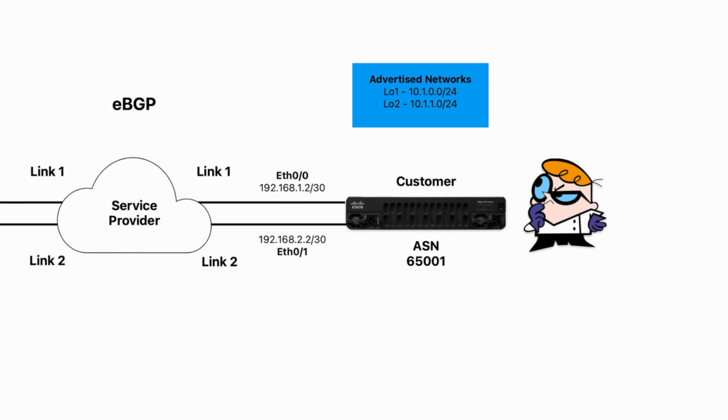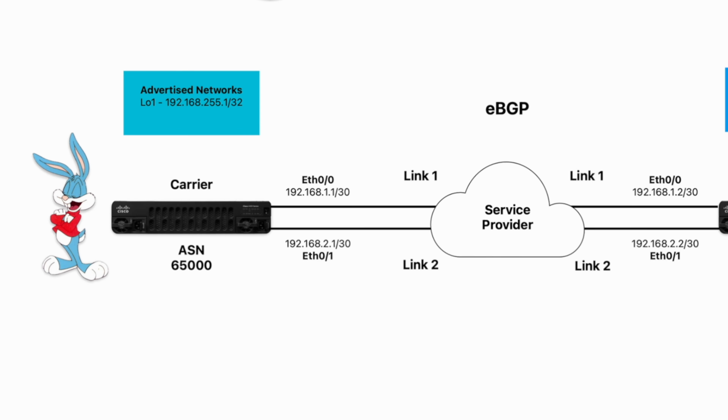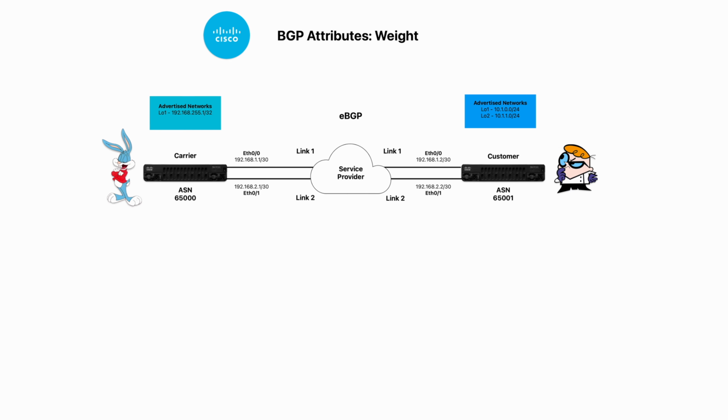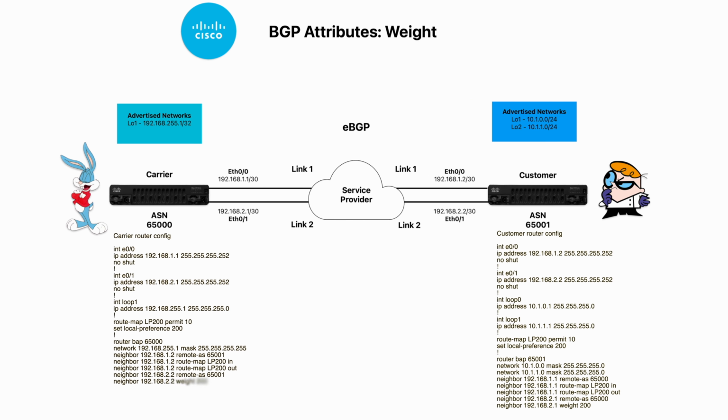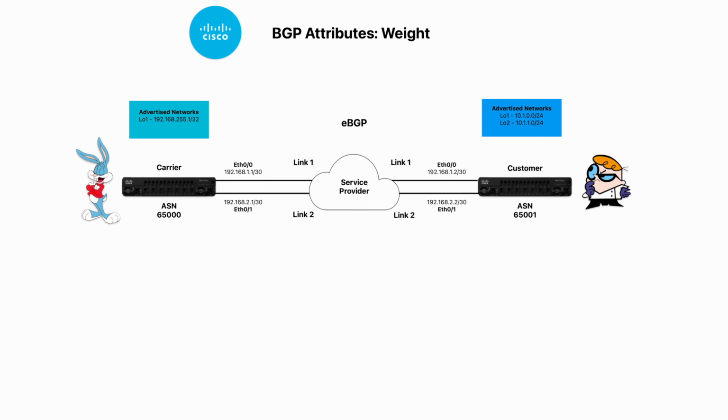So afterwards, we're going to jump into the carrier router and configure the BGP instance. We're going to configure both links, and the network that is going to be advertised via BGP. We're also going to configure the weight with a higher value, in and out, and the local preference with a higher value. So here's the configuration that we're going to be injecting on the customer and the carrier router. We're going to configure the links, the loopback, the route maps, the BGP instance, and the weight and the local preference.